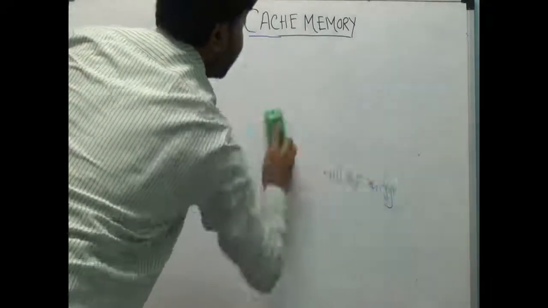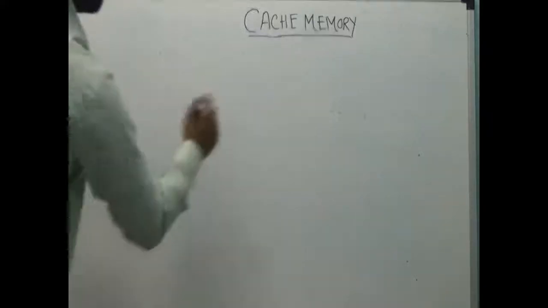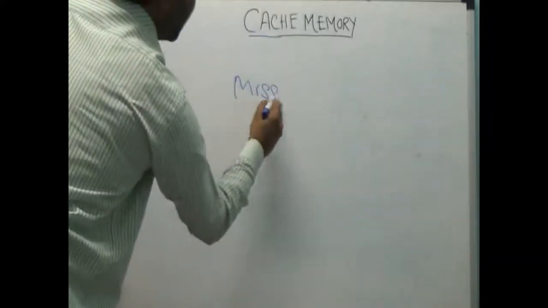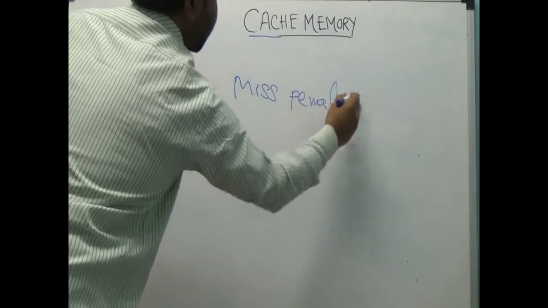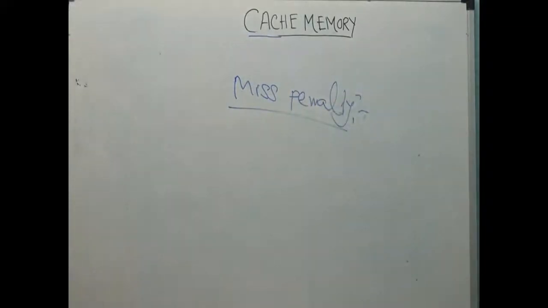Next we will come to what is miss penalty. The definition of miss penalty is the extra time needed to bring the data into the cache from the main memory. That is the definition of miss penalty.